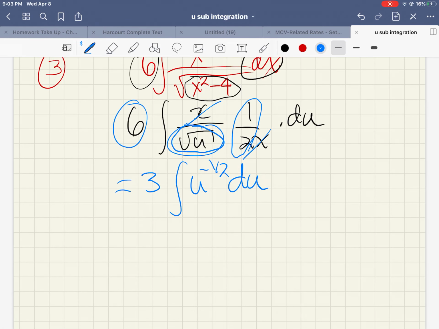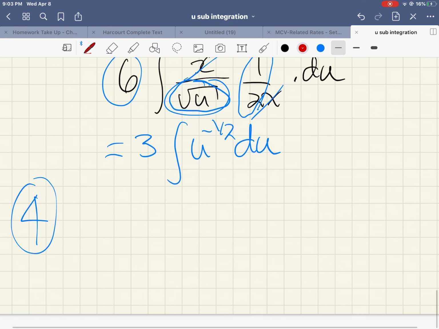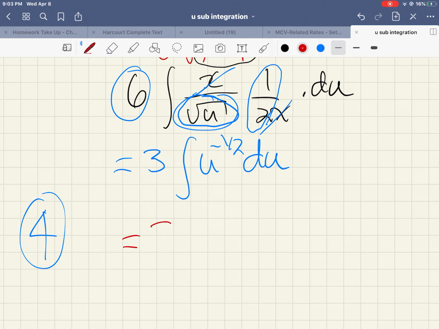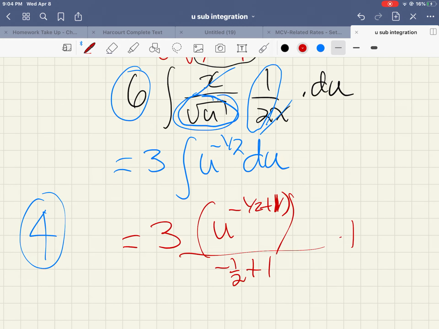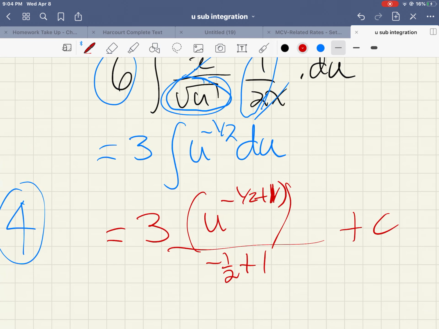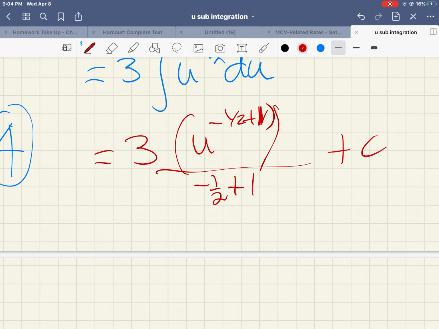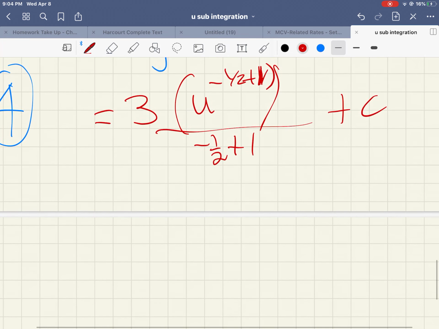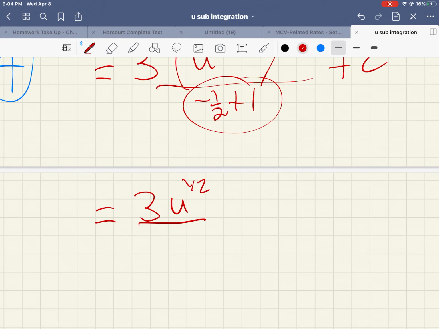Okay, and now I need to integrate that. So that's number 3 done. Number 4 is, let's actually integrate that. So again, I'm going to use the power rule of integration. It's going to equal 3 times u to the negative 1/2 plus 1, all divided by negative 1/2 plus 1, plus c. Now, normally I would add 2 over 2, but we know negative 1/2 plus 1 is positive 1/2, right? So that's going to equal 3 u to the 1/2 divided by 1/2.